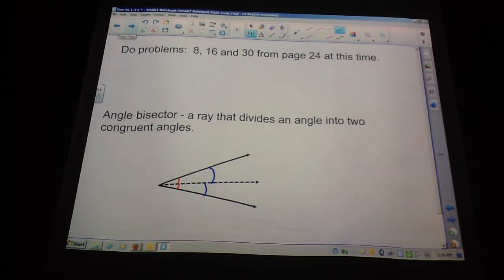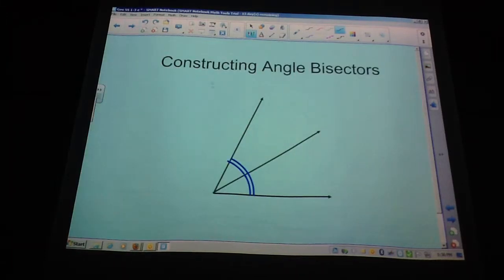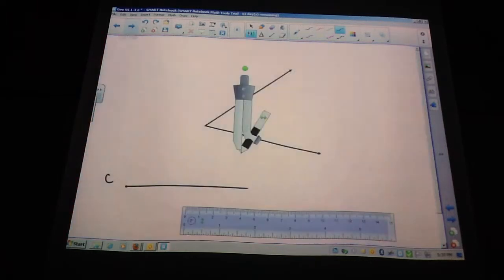And the first thing we're going to do with that is learn how to do the construction of the angle bisector. So go ahead and open up a page in your smart notebook and go ahead and use the rays to mark an angle that we're going to construct the angle bisector of.